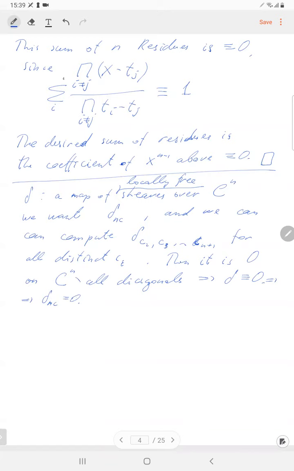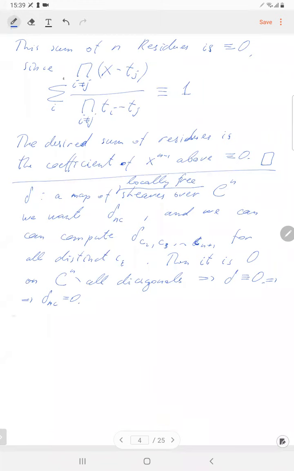Okay. And if you are over complex numbers which have topology, you can state in usual analytical terms that the value at diagonal is the limit of nearby values, and the nearby values are zero, so the value at diagonal is zero. Okay, but actually you don't need any topology and any notion of limit. You just need to compute it away from diagonals. So this will guarantee that it's zero everywhere.